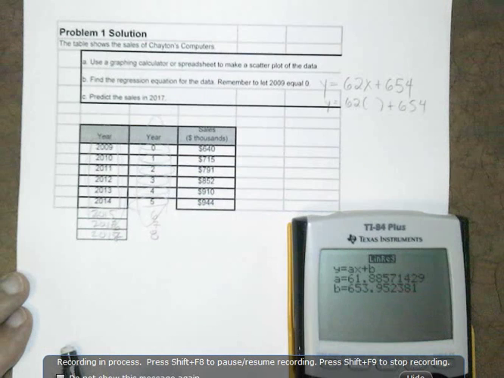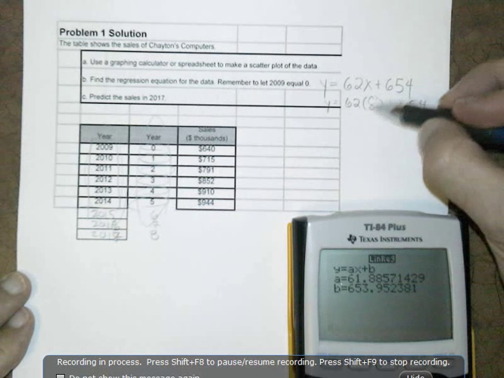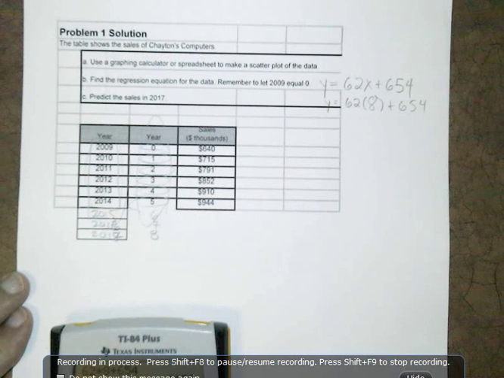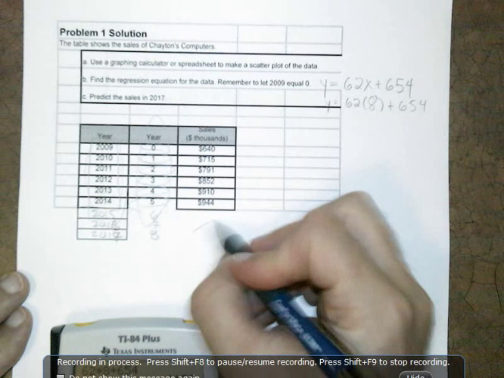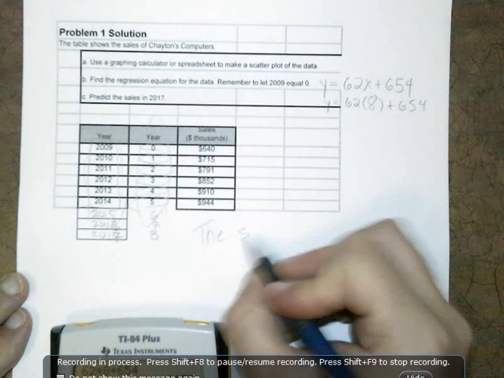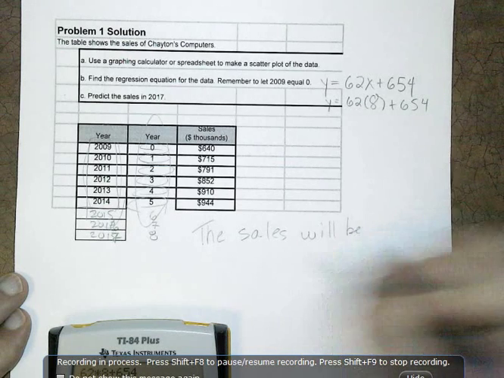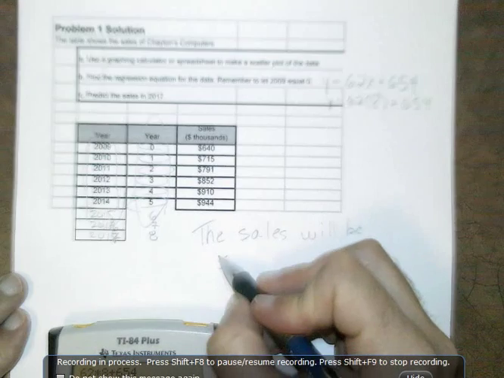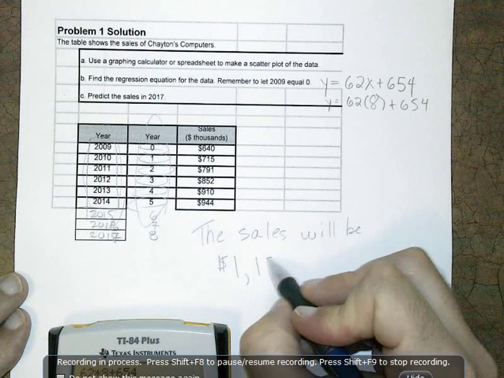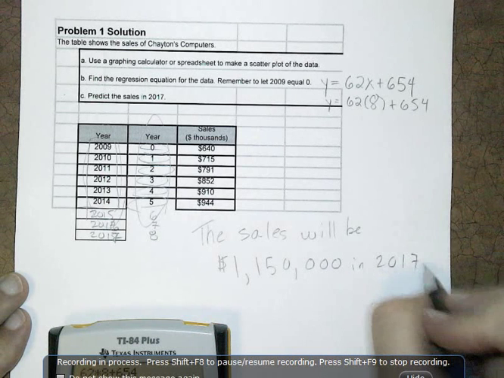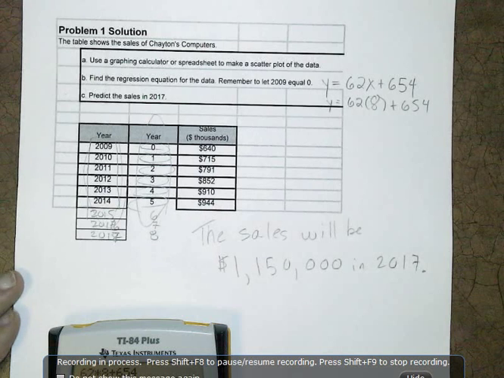So we're going to multiply 62 times 8 and then add it to 654. So 62 times 8 plus 654. Enter. So you answer the question in a sentence. The sales will be, now it's not going to be $1,150, it will be $1,150,000 in 2017.